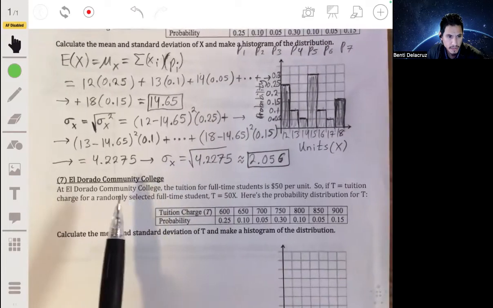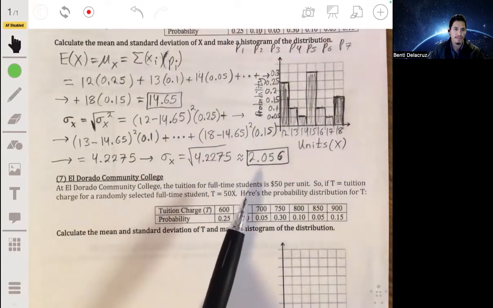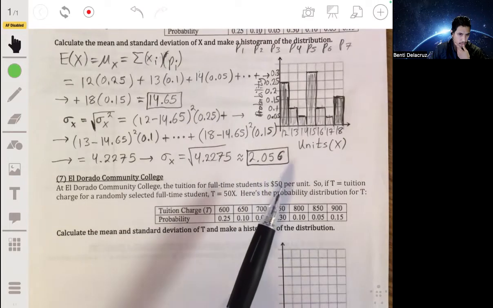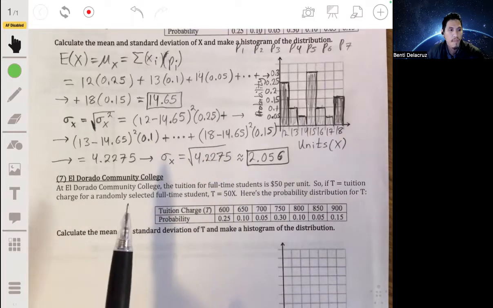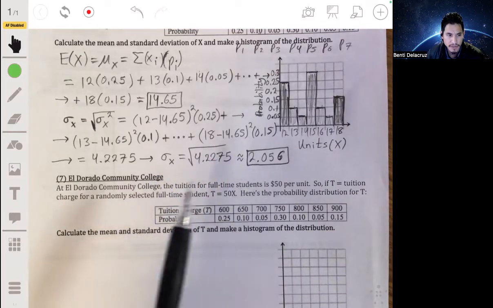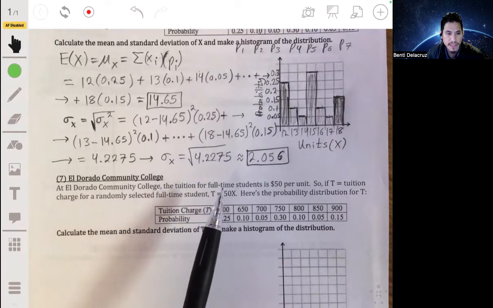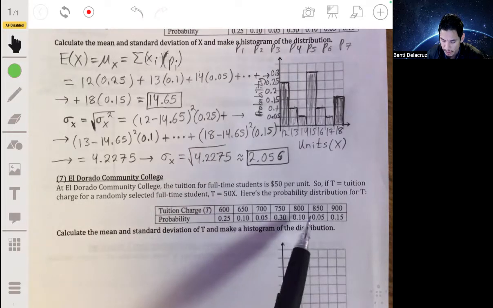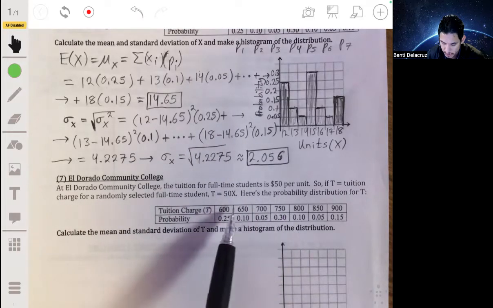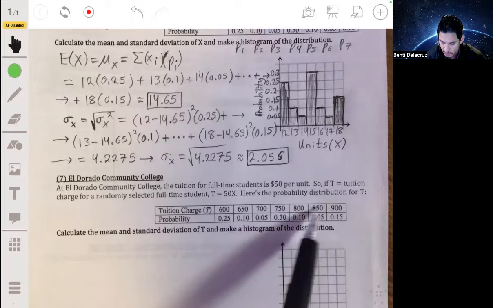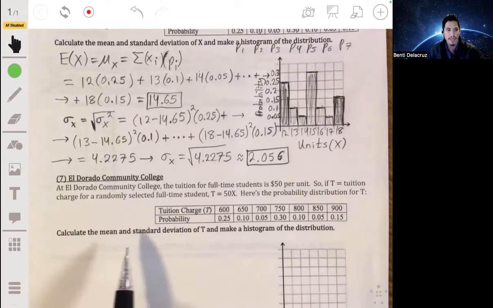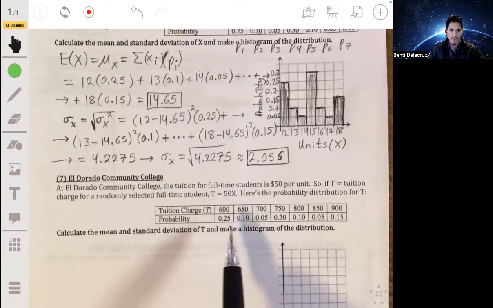At El Dorado Community College, we have that tuition for full-time students is $50 per unit. So we're going to make T be tuition. So T is going to be the tuition of a randomly selected full-time student. So then T is going to be 50 times X. And here's the probability distribution: 600 at 0.25, 650 at 0.1, $700 at 5%, and so forth. We're going to now calculate the mean and standard deviation for this distribution and make a histogram as well.